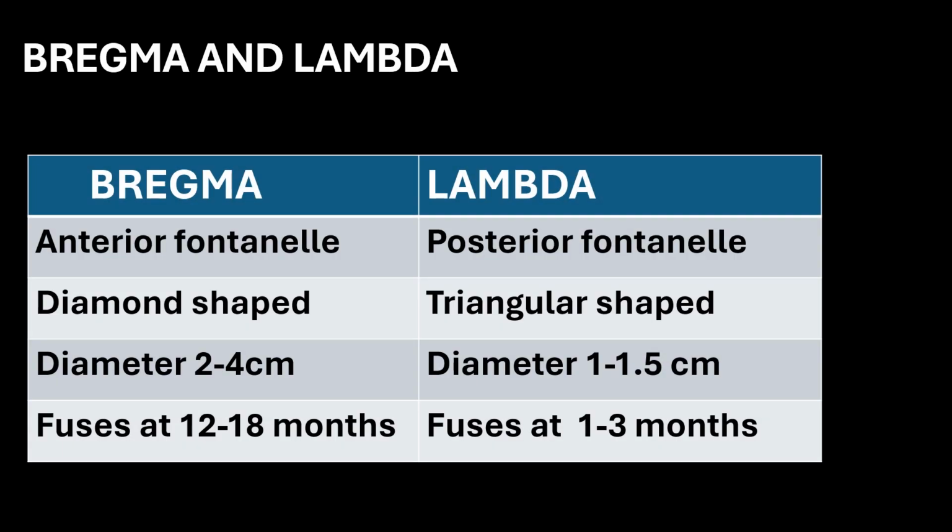Now let us see bregma and lambda. Bregma is the anterior fontanelle, which is diamond shaped, and its diameter is about 2 to 4 centimeters. It closes at 12 to 18 months. Lambda is the posterior fontanelle. It is triangular shaped, its diameter is 1 to 1.5 centimeters, and it closes at 1 to 3 months.